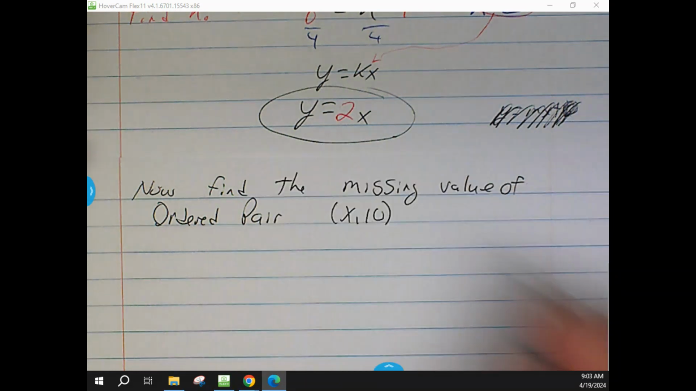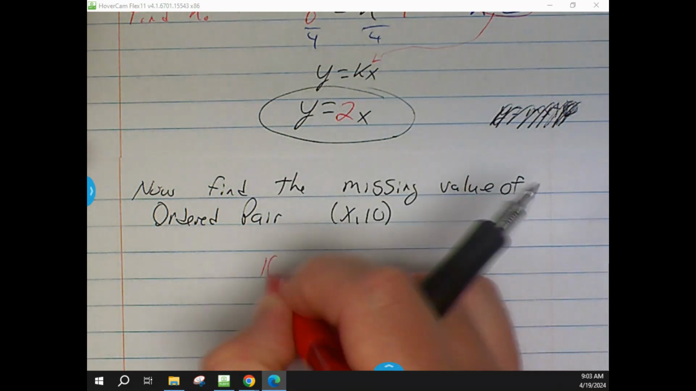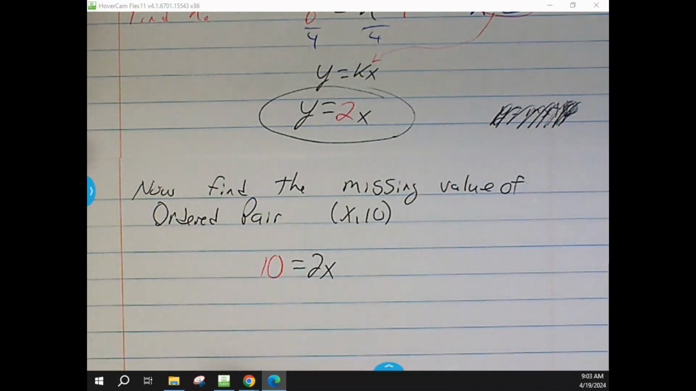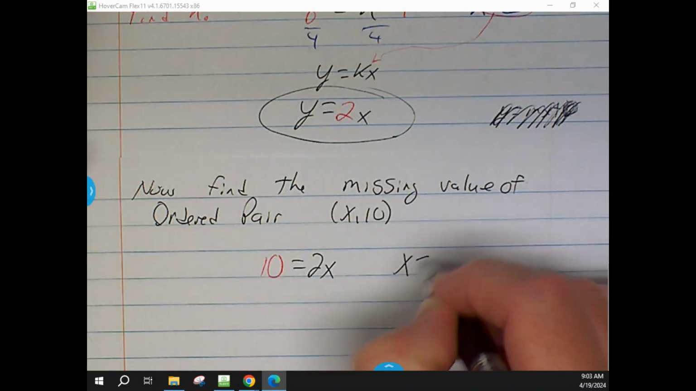Okay, so y value is 10. We plug in the 10 for y in y equals 2x. Well, that's easy math there. We'll take 10 divided by 2, so this missing value would give us that x equals 5.